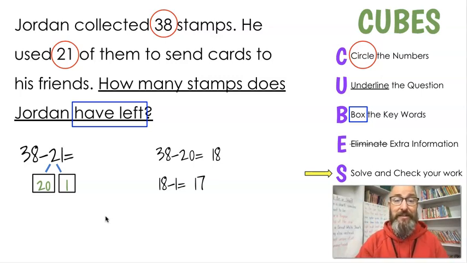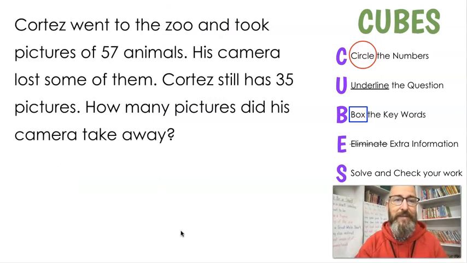17, that's right. So if we've subtracted the 20 and we've subtracted the 1, we know that 38 minus 21 must be 17. So Jordan has 17 stamps left. Very good. Next, this will be our last question today.